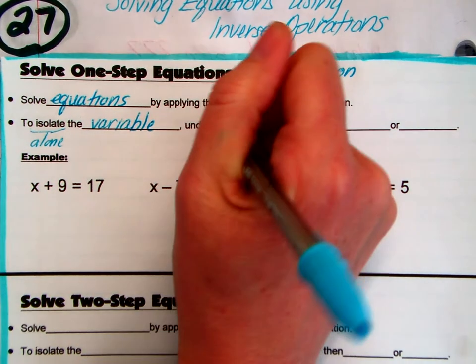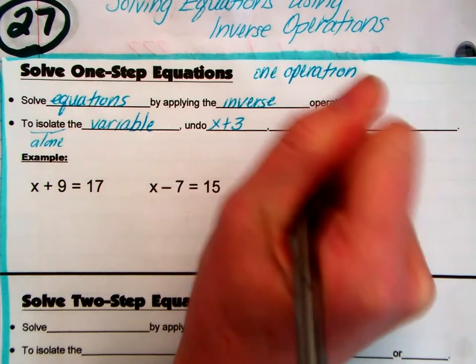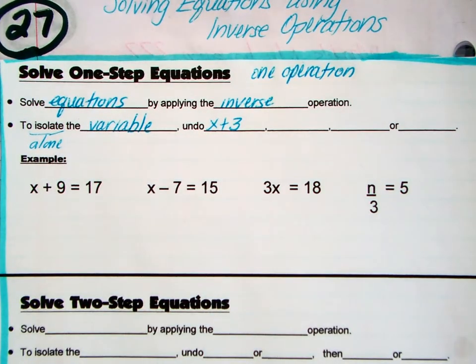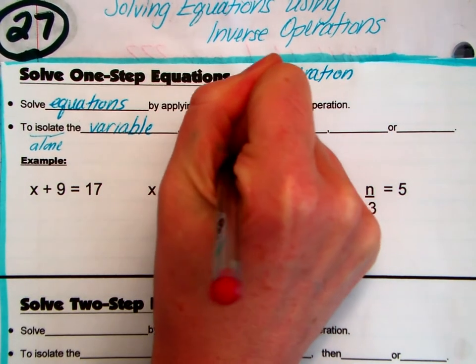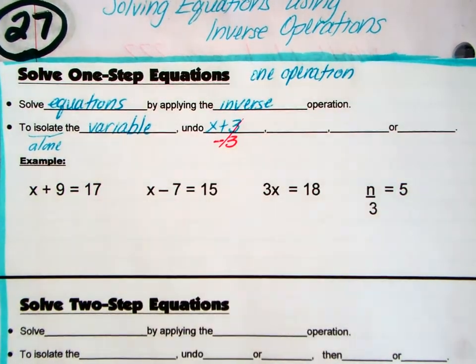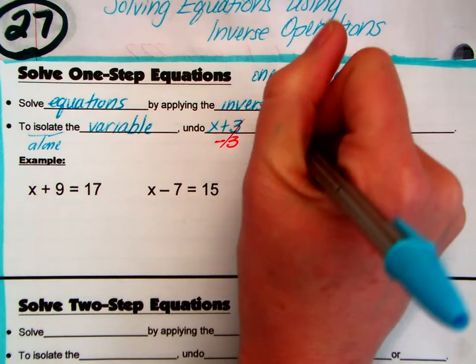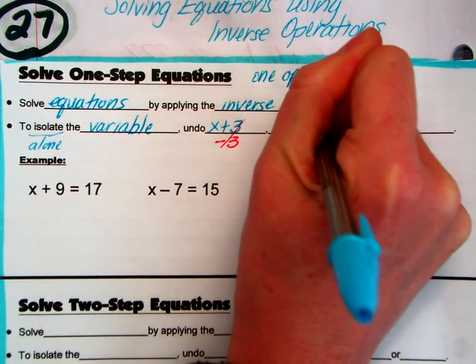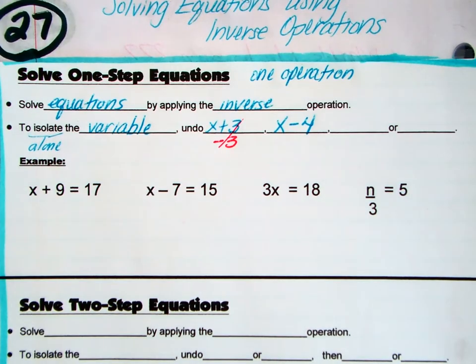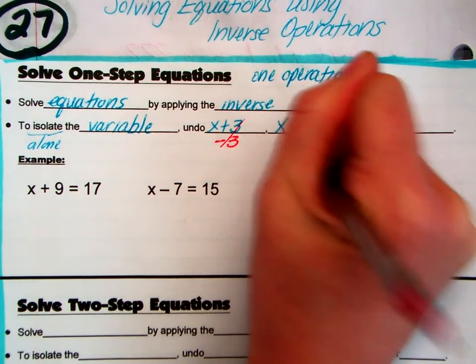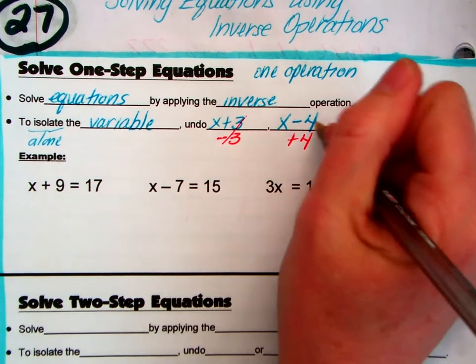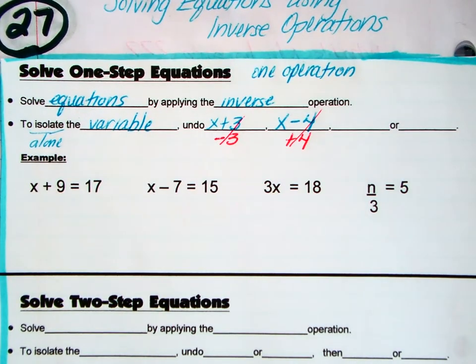For example, let's say we had x plus 3. To get x alone, we'd have to take away 3 from it. And then that would make it go away, because plus 3, take away 3, means you have nothing. So x would be alone, which means you isolated the variable. If we had x minus 4, to get x alone, I would have to add 4. Minus 4 plus 4, nothing left. X lives by itself.